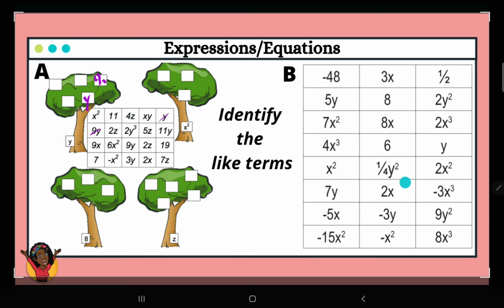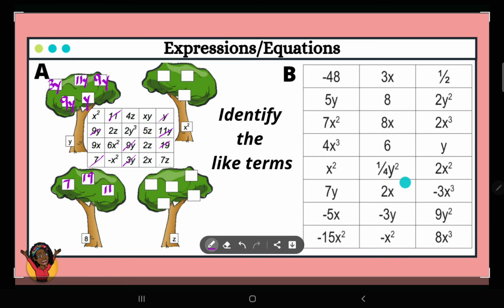9y. Another 9y. 3y, 11y. Okay. We could not use xy because x is another variable and that's not a like term. Let's take a look at our constants. So 8, I see 7, I see 19, and I see 11.